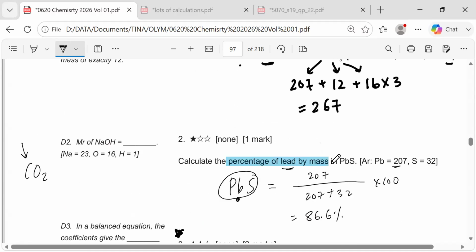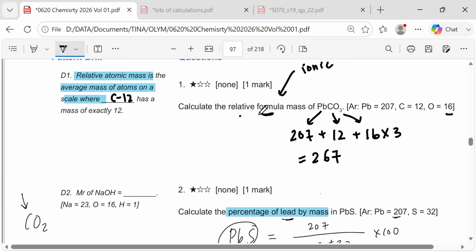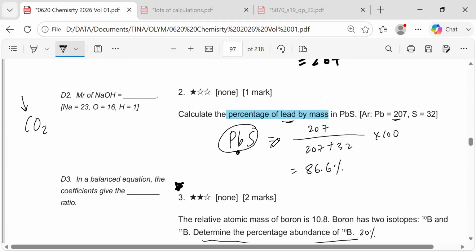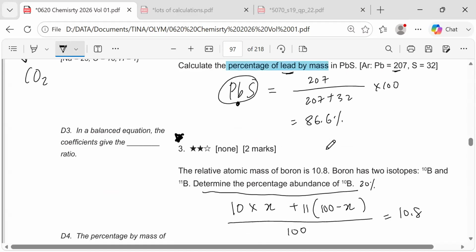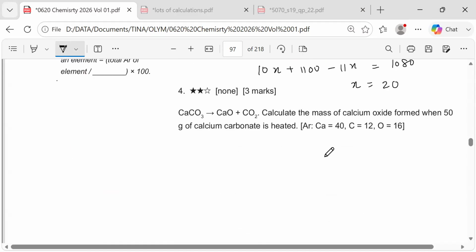So this is called calculating the relative mass, and this is called finding the percentage. It's not very difficult, right? So these are all very simple math things.